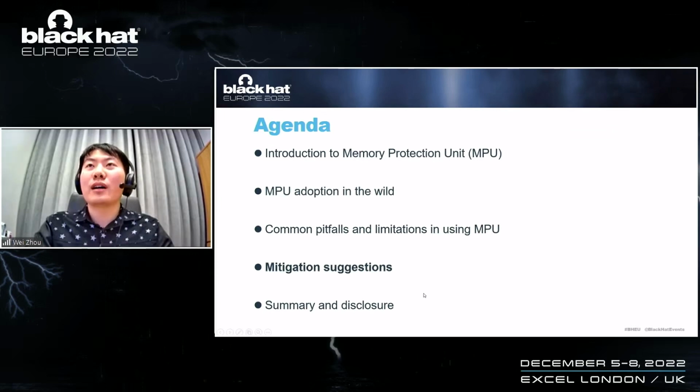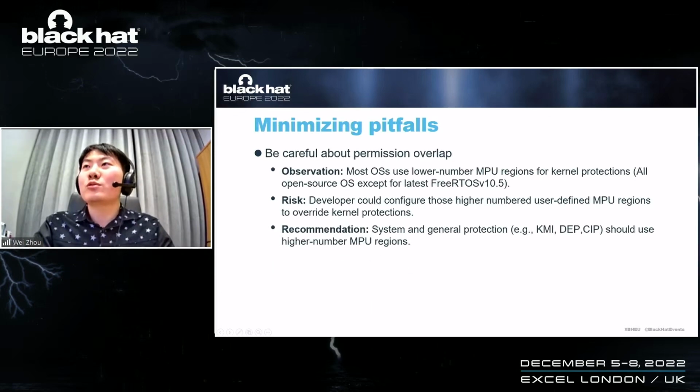And last, we will give some mitigation suggestions to better use MPU and to minimize these pitfalls. First, we need to be careful about the privilege overlap. We can see most OSes just use a lower number of the MPU range for the kernel protections, but ARM allows the MPU ranges to overlap, and the higher numbered range always has the higher priority. So we recommend the OS should use the high number MPU ranges for the OS protections, and just let the user define the MPU ranges at the lower numbers.